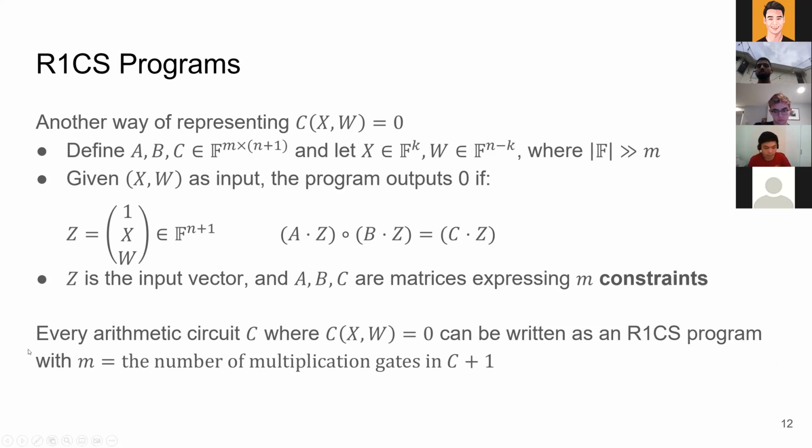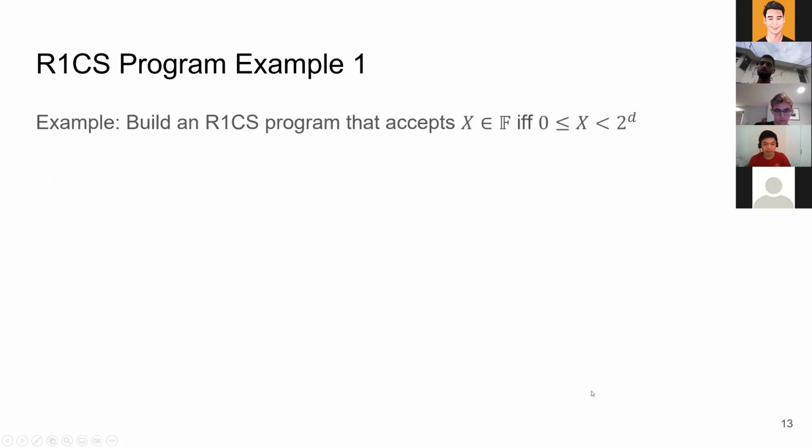And I told you that every arithmetic circuit can be written as an R1CS program, where you just set M, the constraints, to be the number of multiplication gates in that circuit plus 1. And so then we gave you an example of how to build an R1CS program, not yet converting an arithmetic circuit into one, but just to build an R1CS program. This R1CS program is to try to accept the fact that X is between 0 and 2 to the D for some power of 2.